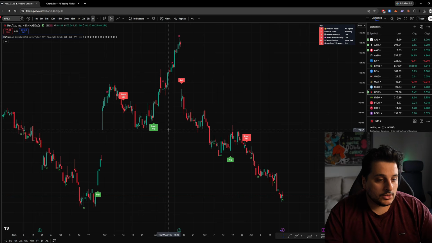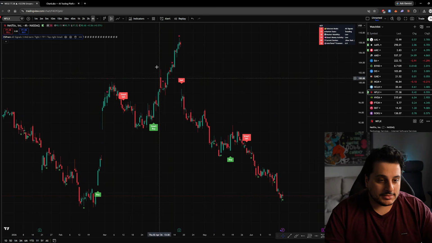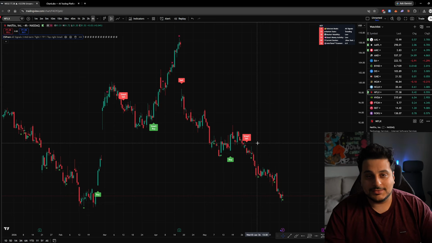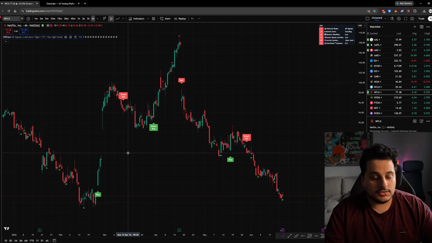So this indicator, what it does is it gives you these buy and sell signals directly on the chart, the same way Super Trend does or UTBot, but this also has a bunch of added features and is much more accurate, which is very important for this strategy.